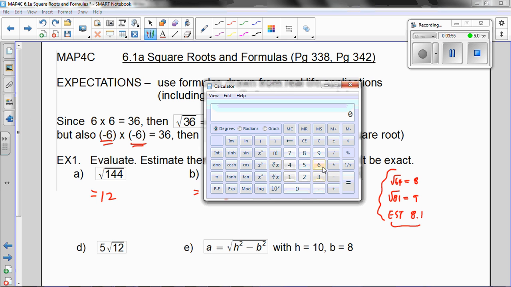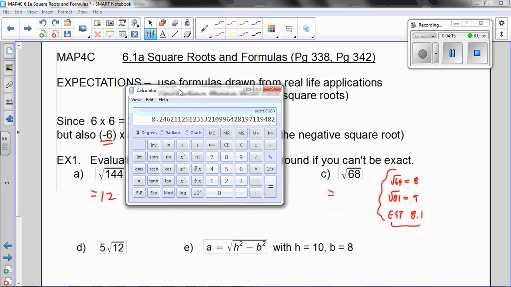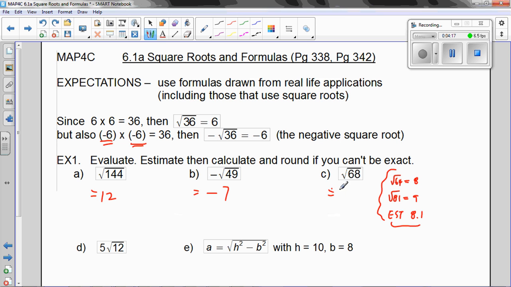And then in this one you can't type it like it appears. In most calculators you'd hit your root button, and then hit 64 and then enter. But I have to go not 68, 68, and then I hit my root button. So it's 8.246 about, and we were pretty close on our estimate.